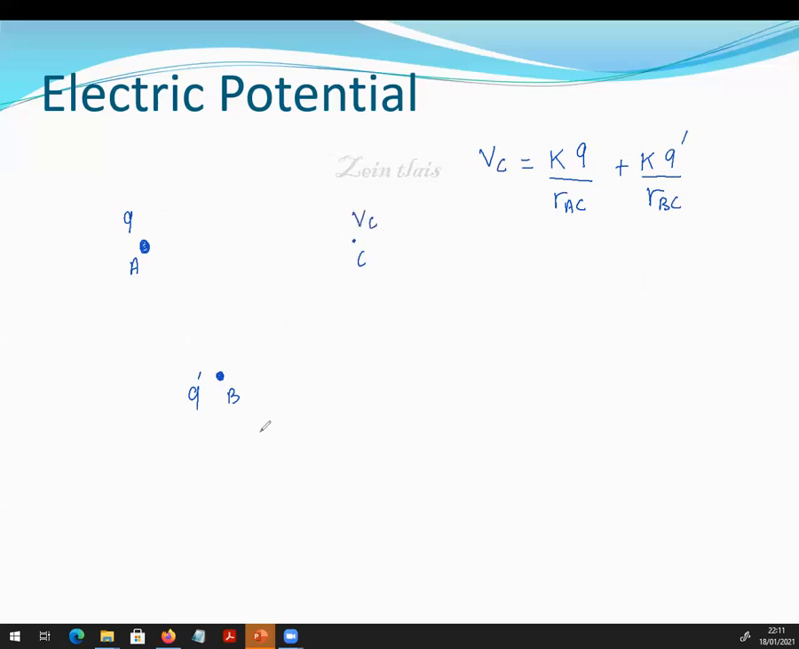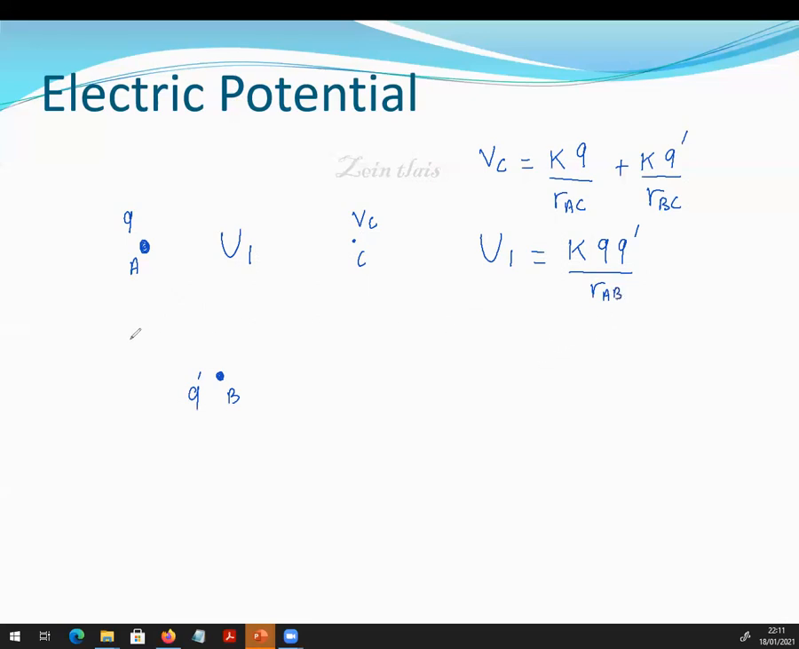This system has an electrical potential energy U1. So here we have U1 equals K. We have only two charges. So we have kQQ' divided by the distance between A and B. We have only this one.